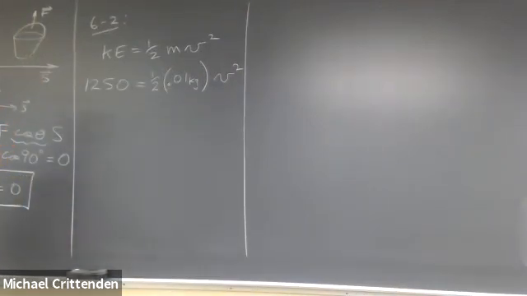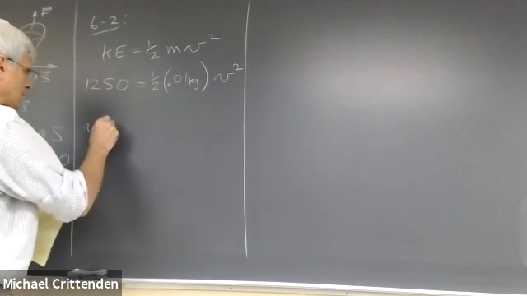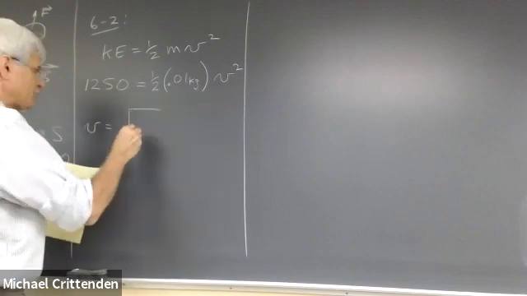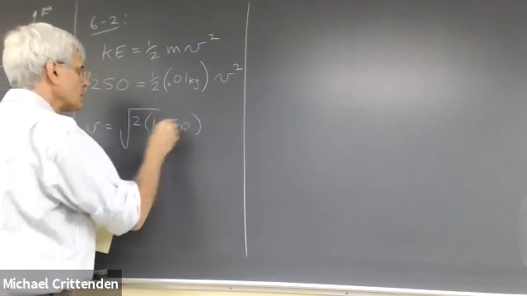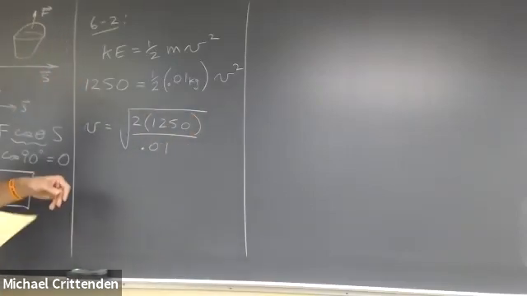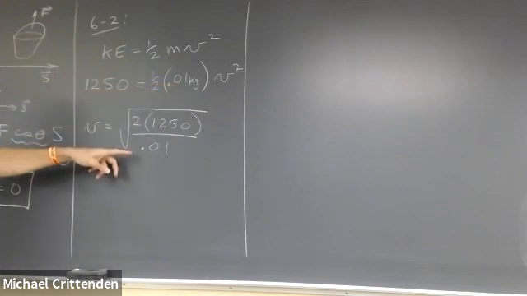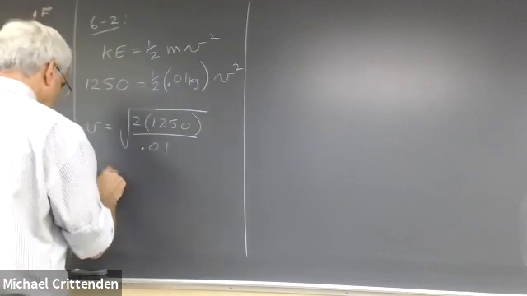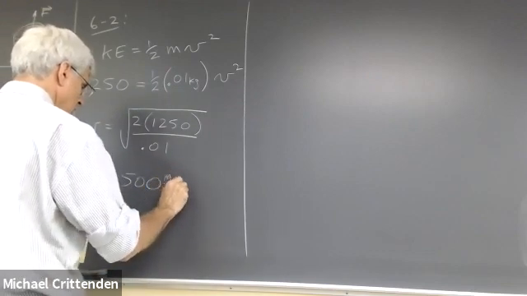And then there are considerably more elaborate ways of coming up with the same answer. Some of you may have tried something else that was not incorrect. Multiply both sides by 2, divide both sides by the 0.01, and then take the square root. Comes out 500 meters per second.